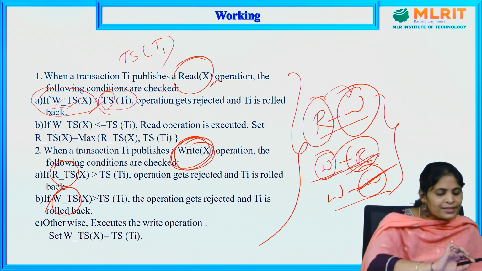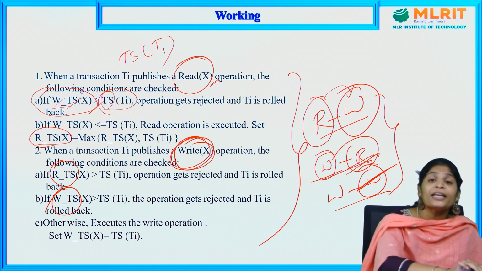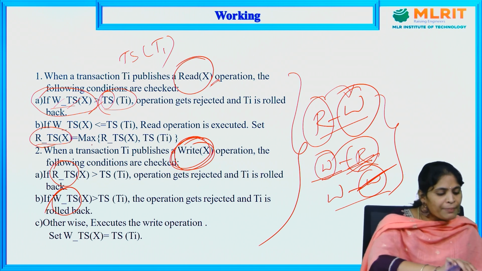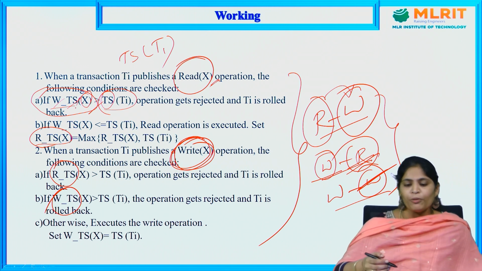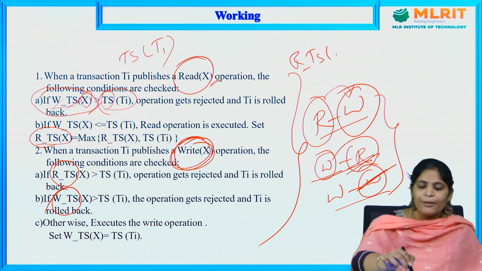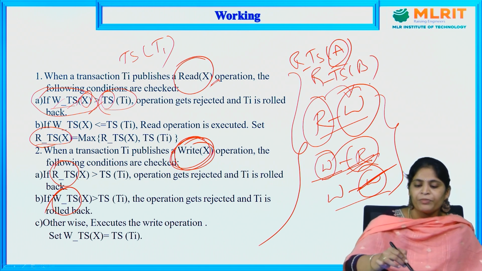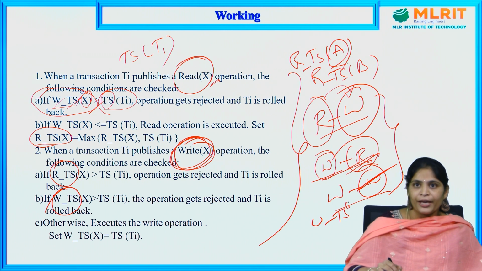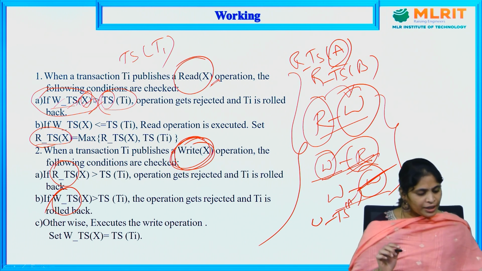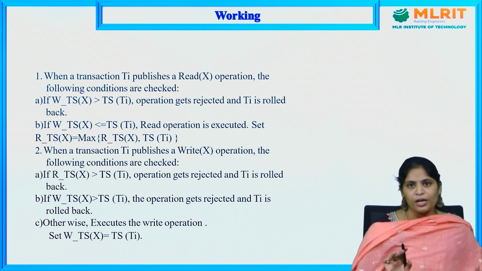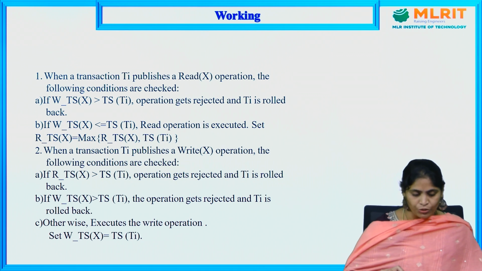Okay. Next, what is RTS? RTS is meant for read timestamp. And what is this X? X is nothing but the data item that you are performing on. For example, read timestamp of A, read timestamp of B, write timestamp of A. These are the formulas that we need to remember to work with the timestamp based protocol.